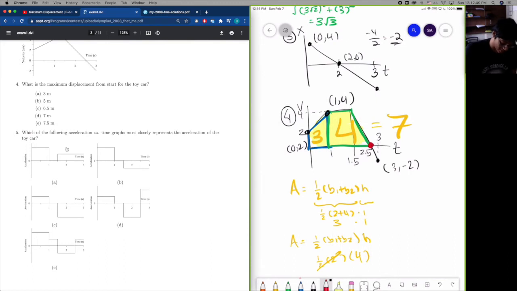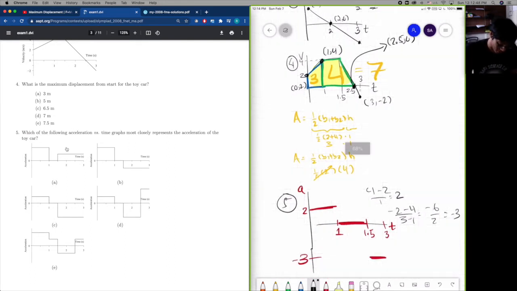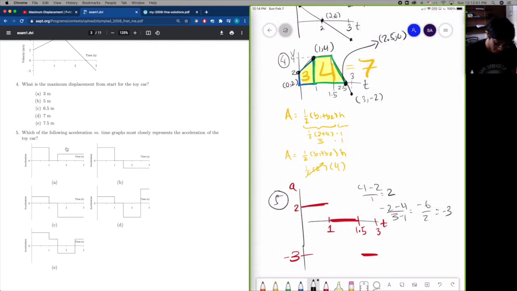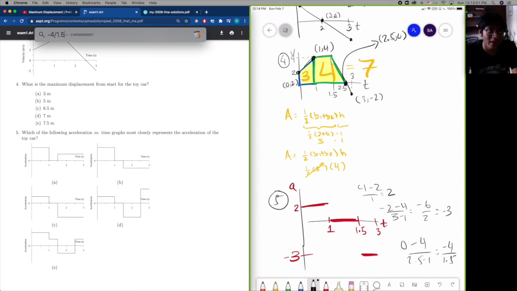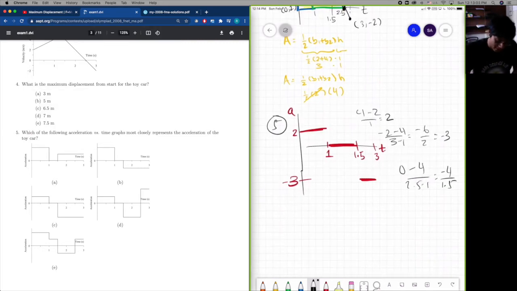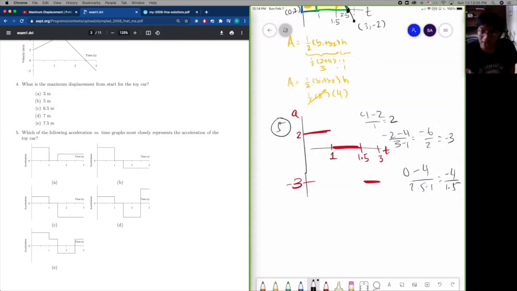If I've got this y-intercept here, what is this y-intercept? Well, this y-intercept is just going to be 2.5, 0. So let's go ahead and repeat that slope to see if we got the right slope. So we're going to get 0 minus 4 divided by 2.5 minus 1. So that's negative 4 over 1.5. What's negative 4 over 1.5? That's about negative 2.66. That's relatively close to negative 3.